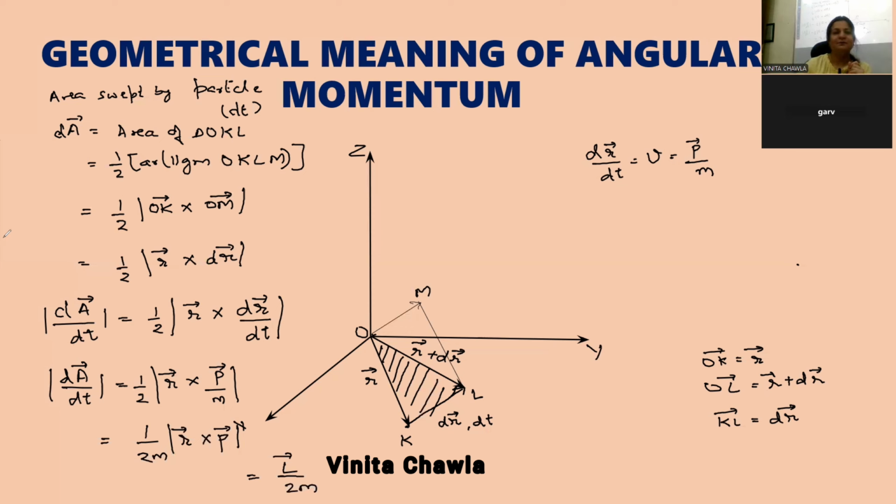Okay? So from here we can write vector L as 2m dA by dt, and close this in a box. Okay?